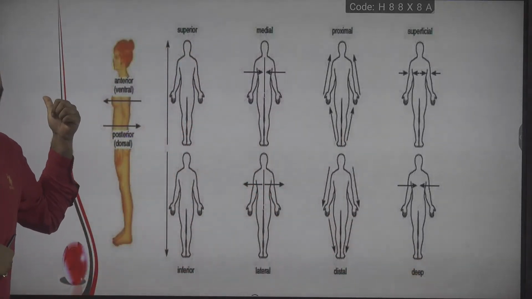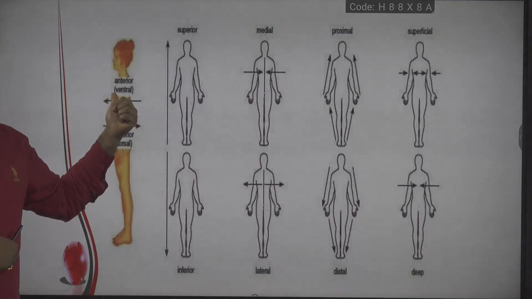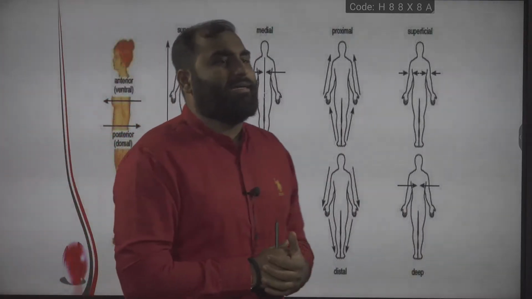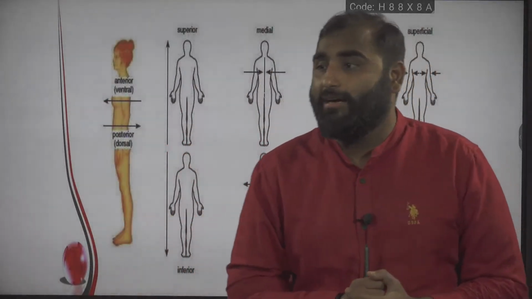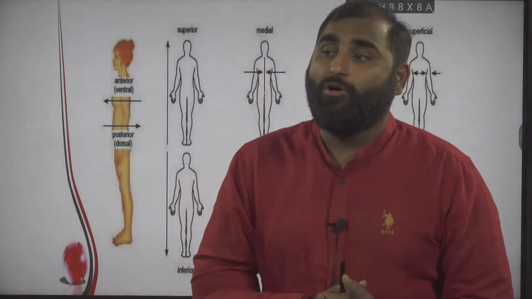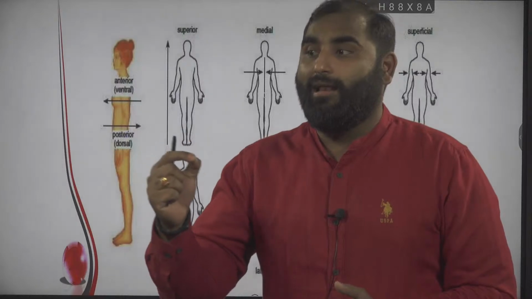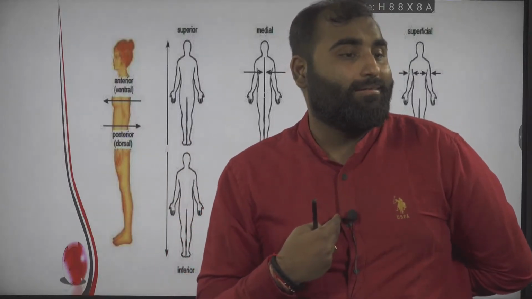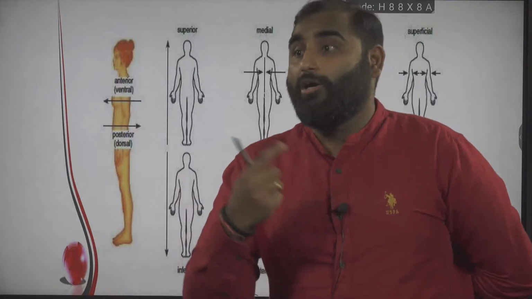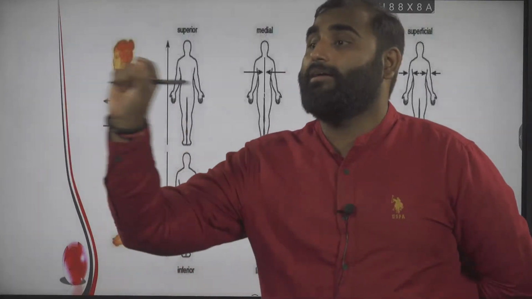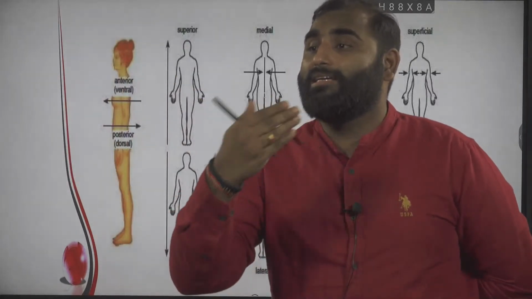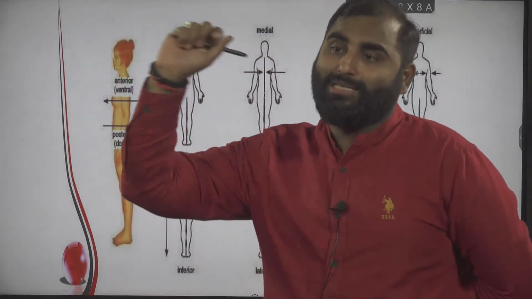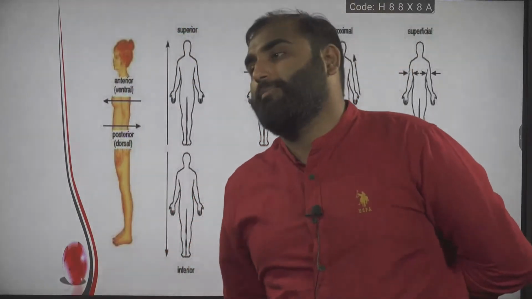Front is anterior. Can you tell me one more word for anterior, what they have given here? For anterior, in front, one more word. Come on, tell me. Ventral. Ventral is front. Dorsal is back. Another word added to your dictionary. Anterior, front, ventral, one and the same. Dorsal, back, posterior, one and the same.